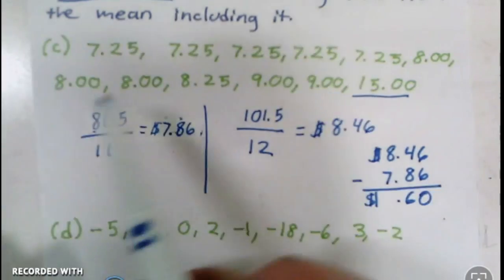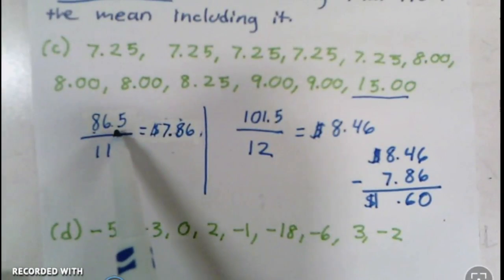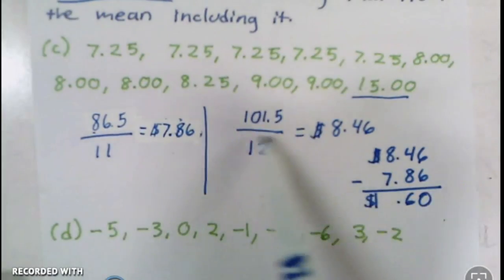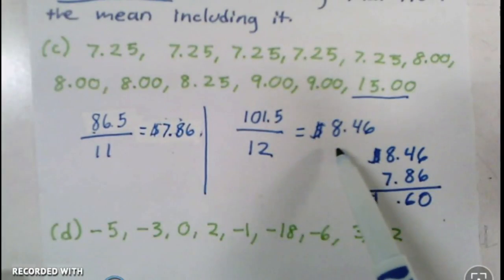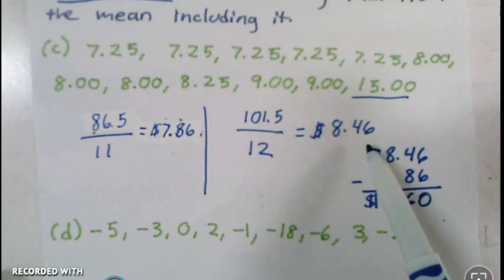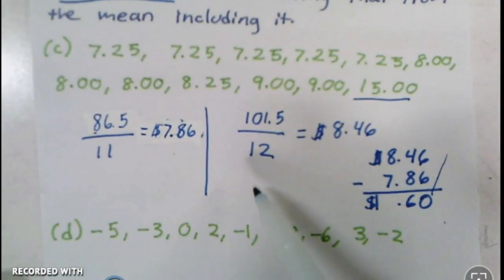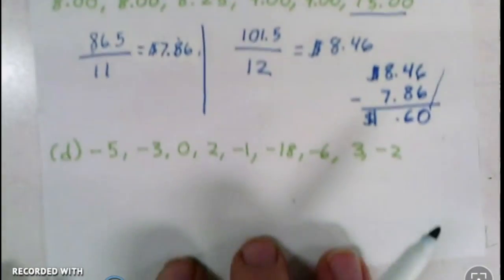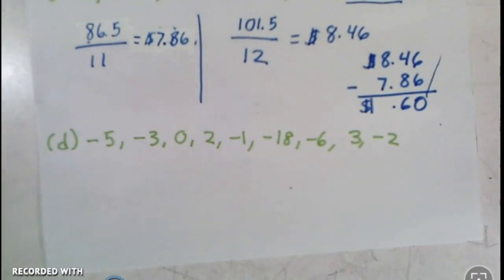All right, so when I added up all of the numbers without 15, I got 86.5, and then I divided it by 11 and got 7.86. When I added in that $15, I got 101.5 divided by 12 gave me $8.46. And then I subtracted those numbers and I got a difference of 60 cents. So the difference is 60 cents. That's the effect that the outlier had. Okay, try that same process using this data set down here. Go ahead and get to work.